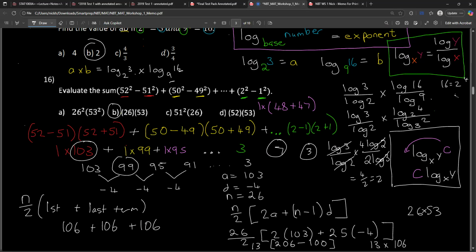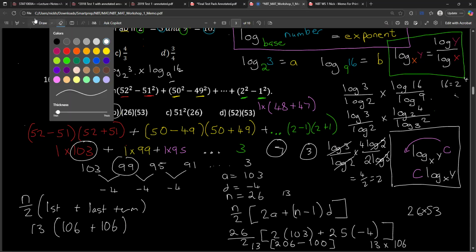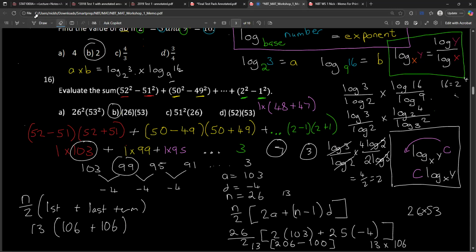We already said that it was 26 terms, so there would be 13 pairs, right? So it would be n over 2, which is 26 over 2, which is 13. That's where the number of pairs comes from. And then times the first term plus the last term, which would give you 13 times 106. First term plus the last term is 106. And in the same way that we did before, we can now make it 26 times 53.